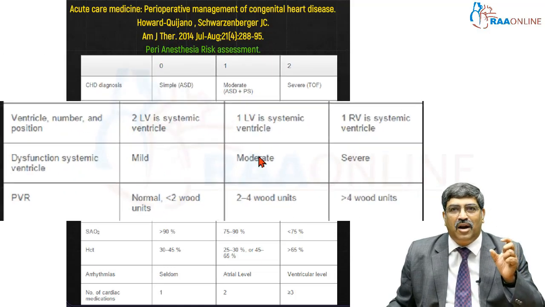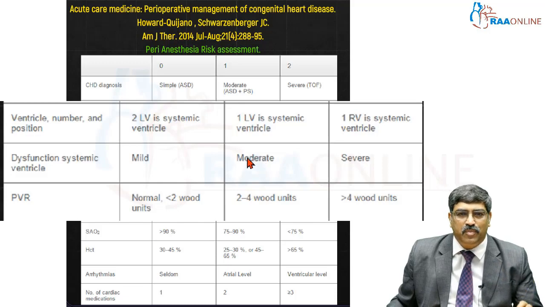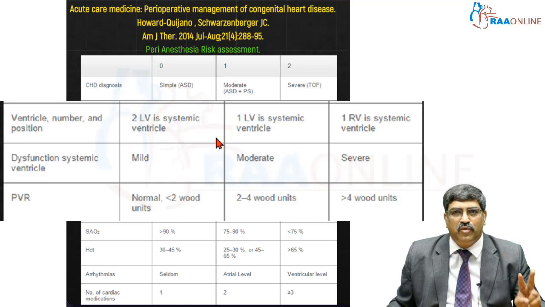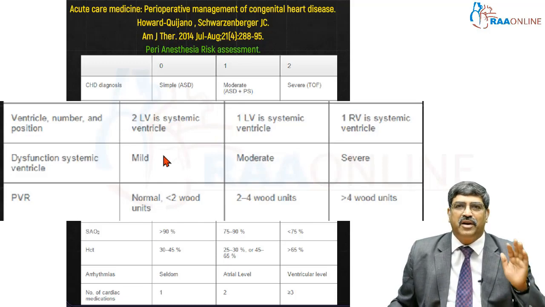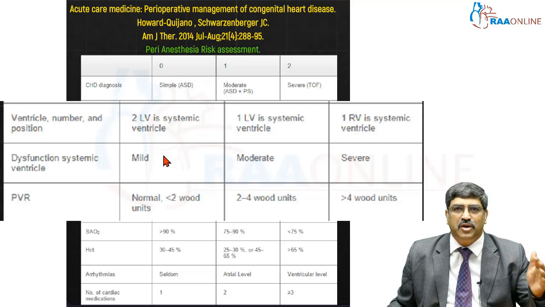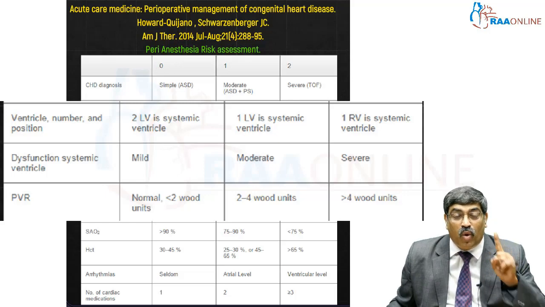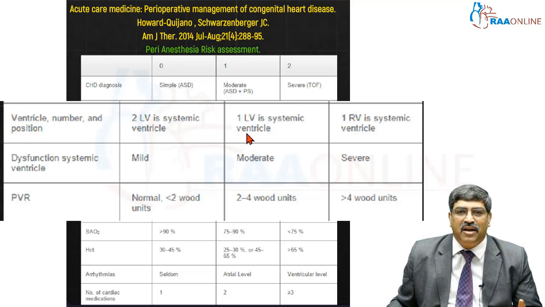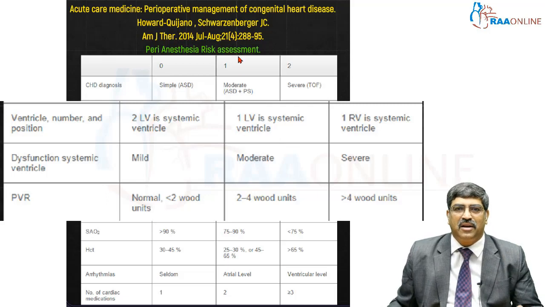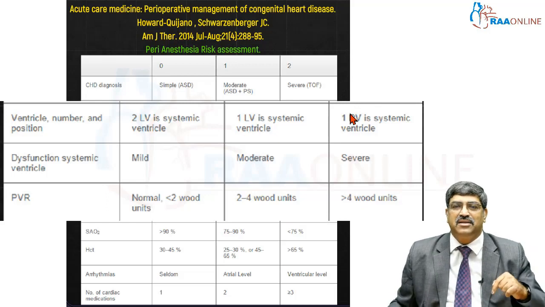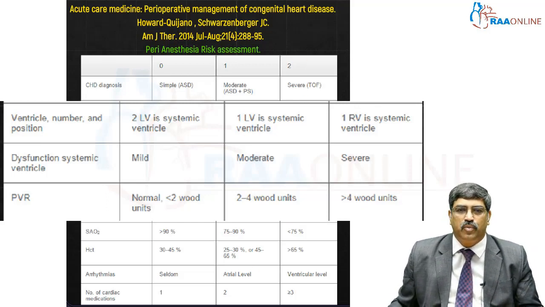Coming to the number of ventricles as well as the position. There are 2 ventricles and the left ventricle is the systemic ventricle, which is the usual circulation. It is 0 points. When there is only one ventricle, but the left ventricle is the systemic ventricle, that is 1 point. When there is one ventricle, but the right ventricle is the systemic ventricle, you have 2 points.